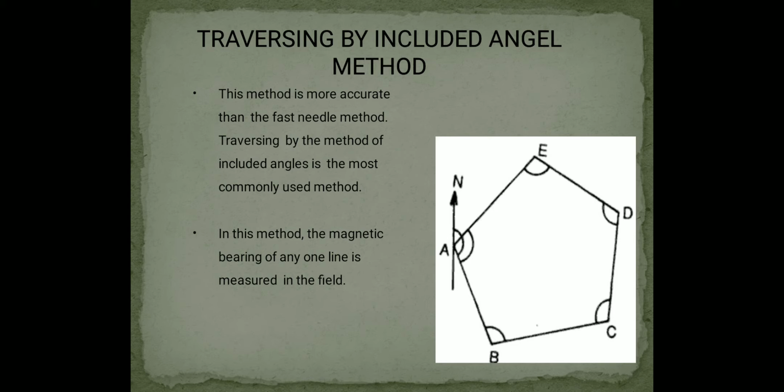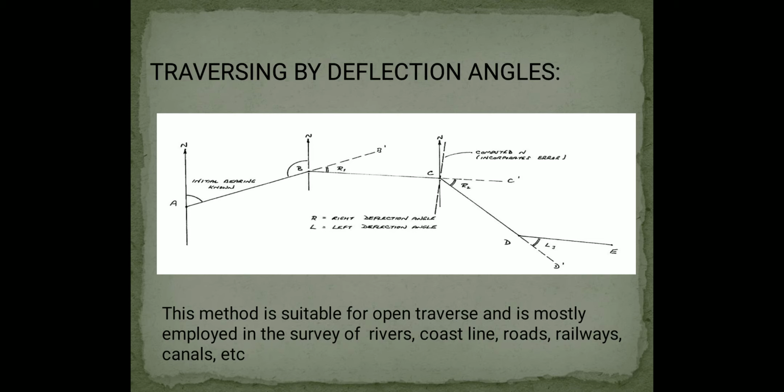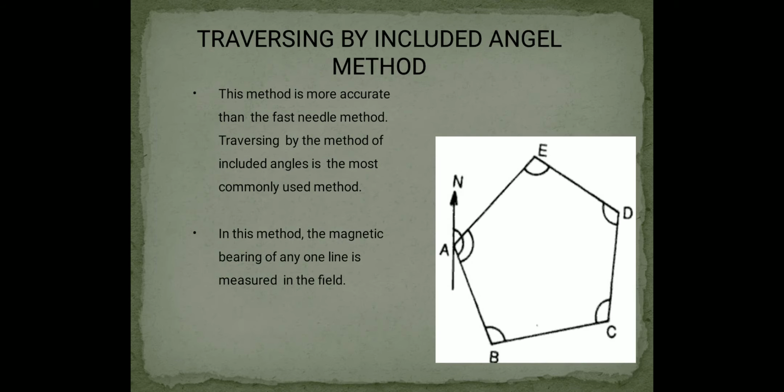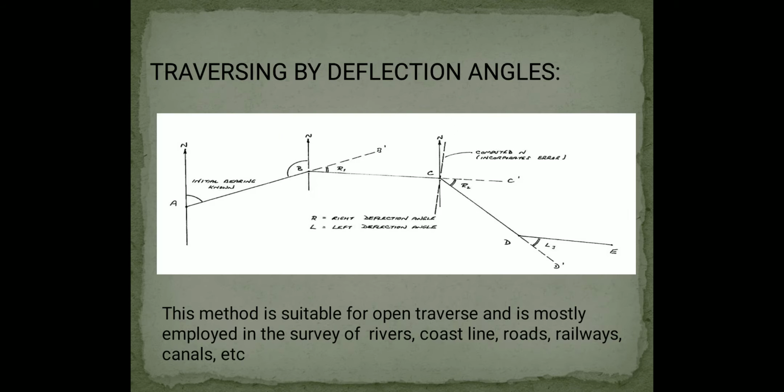In this method, the magnetic bearing of any one line is measured, and similarly the magnetic bearings of all the lines are measured, and the sum is added and checked. By deflection angles: this method is suitable for open traverse and is mostly employed in surveys of rivers, coastlines, roads, railways, and canals. Here we measure the right deflection angle or left deflection angle based upon the station point. These deflection angles are used for calculating the angles made by the stations.